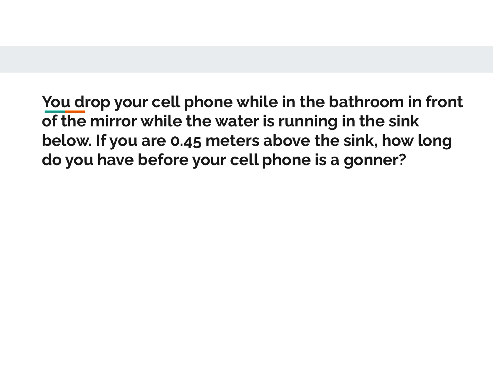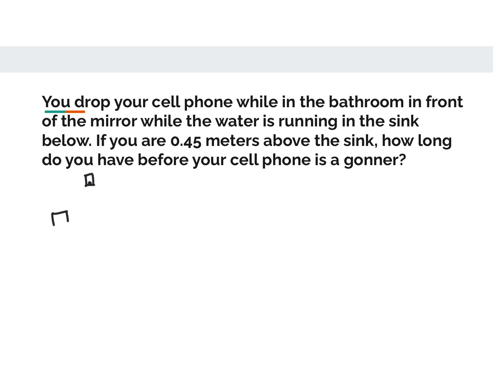Okay, last question. This is a lot like the practice assignment for today. So here's the scenario. I know some of your phones are fancy and waterproof now, but we're just going to go with this. You drop your cell phone, your little iPhone, while in the bathroom in front of the mirror while the water is running in the sink.